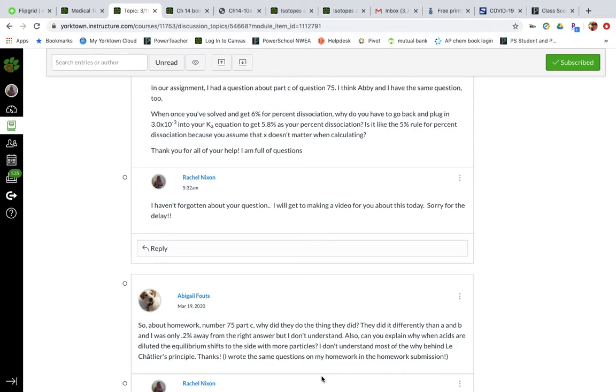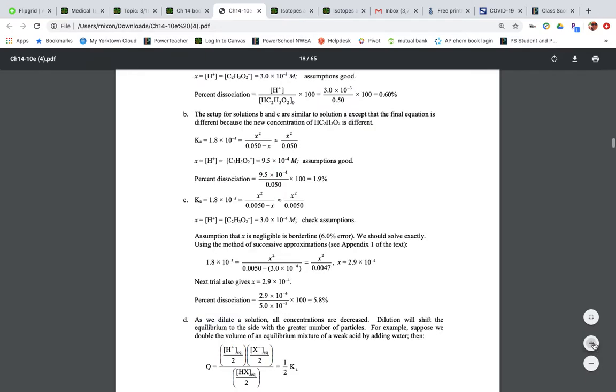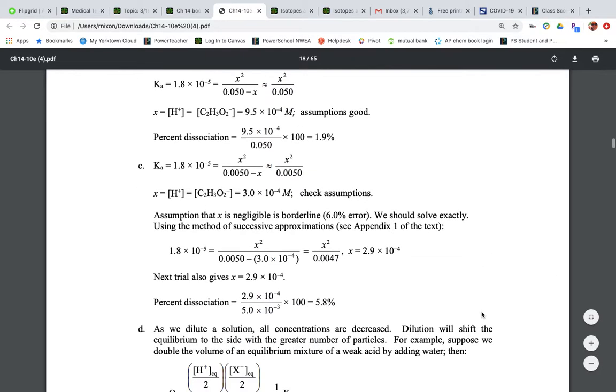So I am going to attempt to answer an old question here that had to do with the assignment where you were doing number 75 out of chapter 14. 75 said calculate the percent dissociation of the acid in each of the following solutions, and letter C was a solution of 0.0050 molar acetic acid. So I'm going to pop over here to the solutions and see if I can't explain this a little bit better. So here's the solution to 75C.